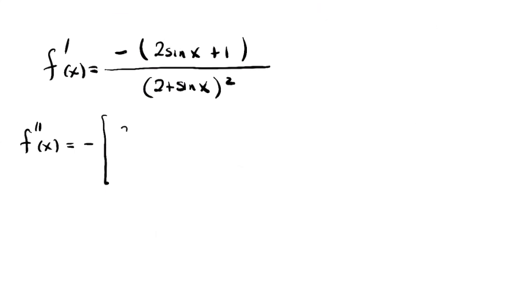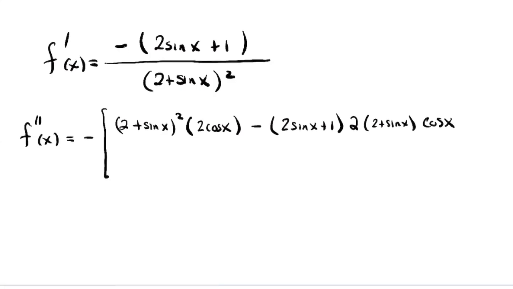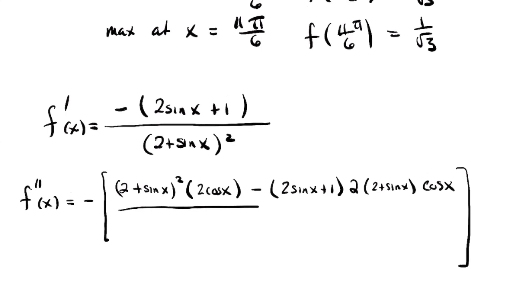Okay, so I have to take the bottom, that's 2 plus the sine of x quantity squared, and multiply it by the derivative of the top. The derivative of the top is 2 cosine x. And then I have to subtract that top, 2 sine x plus 1, times the derivative of the bottom, which involves the chain rule. The derivative of the bottom is 2 times the quantity 2 plus sine x to the first, times the derivative of 2 plus sine x, which is cosine x. Okay, so there's the numerator of my quotient rule. The denominator, I have to square 2 plus sine x squared, so I'll have 2 plus sine x to the fourth power.